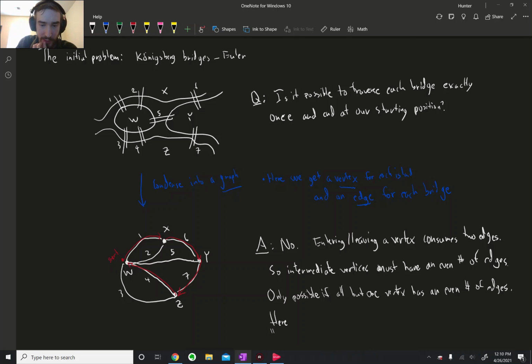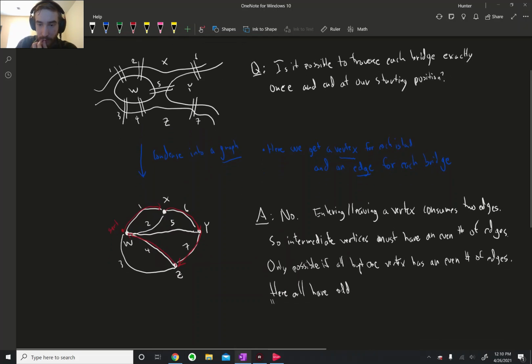But here, if you look at the different vertices, actually we see that none of them have an even number of edges. This one has 5, this one 3, this one 3, and this one 3. So the problem is not possible.